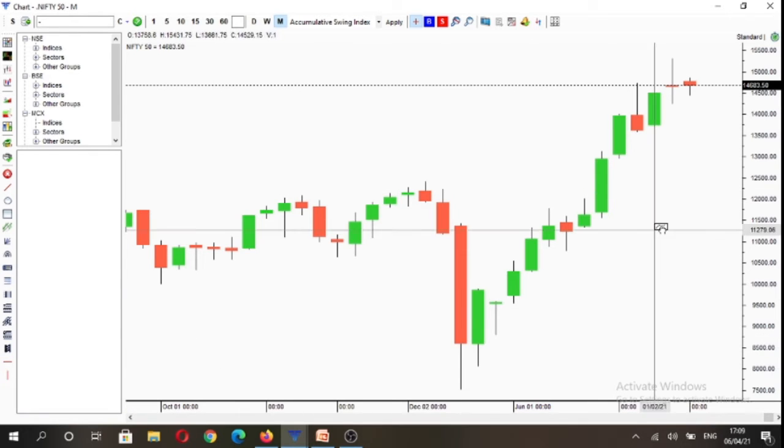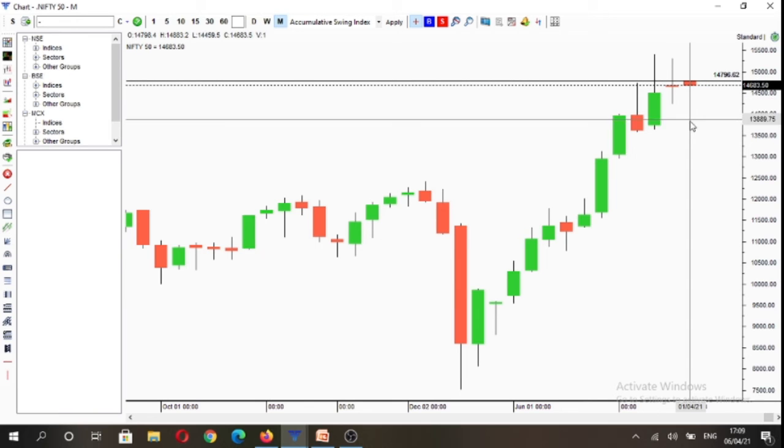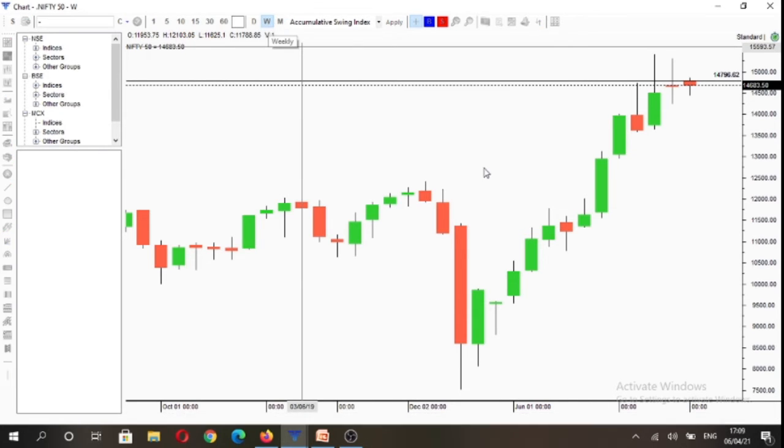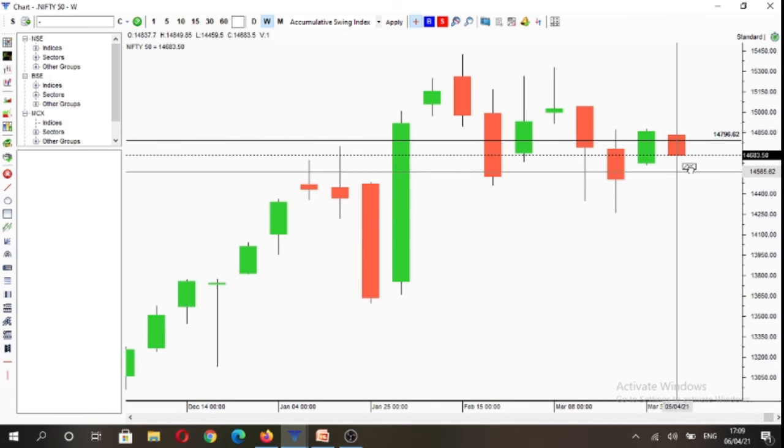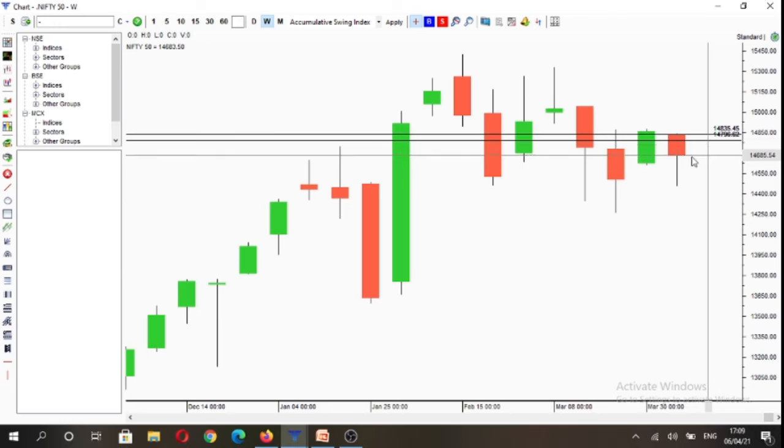If we analyze Nifty on multiple time frames, you will see that on the monthly time frame, market is currently under control of sellers as it is trading below its opening print, which is 14,798. On the weekly time frame, again, market is under control of sellers as it is trading below its weekly open print, which is at 14,837.